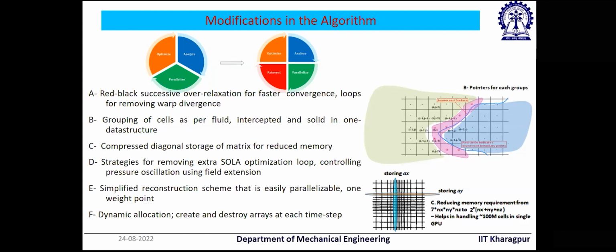We removed SOLA, which was an optimization on the intercepted cell for controlling spurious pressure oscillations, and used a different method called field extension. We have simplified the reconstruction and interpolation scheme using one weight point, and the arrays are dynamically allocated, especially for the moving boundary method where we need to store certain fluid data. Then we are dynamically allocating memory at every time step using create and discard.